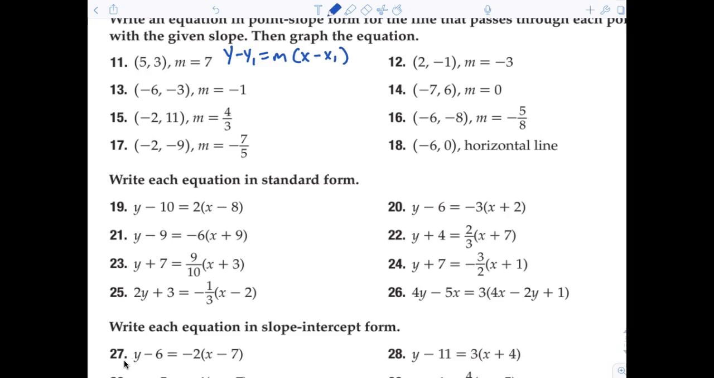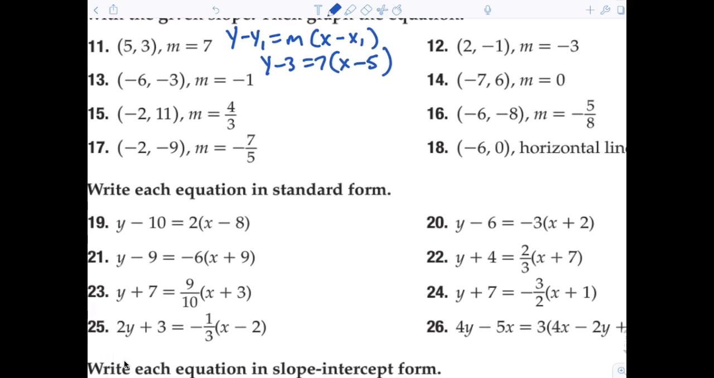Perfect. That's what form they want you to write in. Okay? So Jess, can you tell me what the equation would be for number 11? Listen, I don't want you graphing right now, please. Don't graph. I just want you to tell me the answer. Go. Y minus 3 equals 7 times x minus 5. Beautiful. Very good. I want you on 13. Okay. It's y plus 3 equals negative 1 x minus 6. Beautiful.